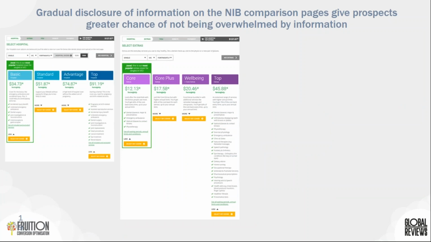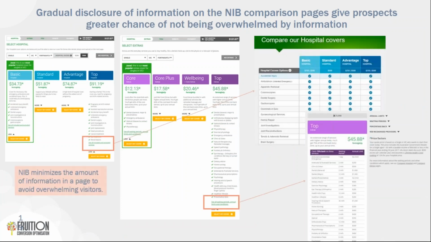In terms of gradual disclosure of information, we can see that NIB here have a similar approach, just a gradual disclosure, because it minimizes the amount of information in the page to avoid overwhelming users. So just tell me what I need to know at the point that I need to know it, and then allow me to go in and delve down further if I want to know more. But I can still get a high level view and be able to compare between the two.